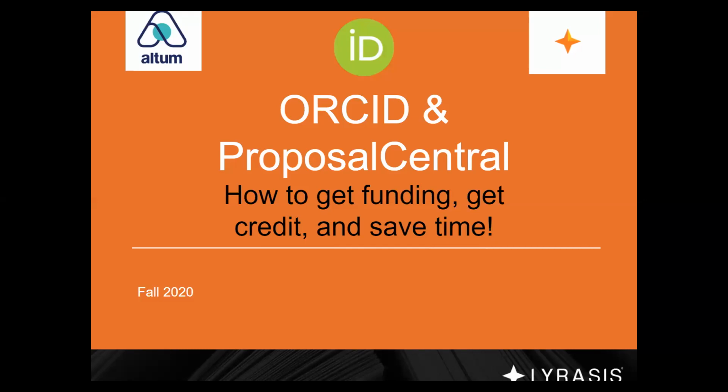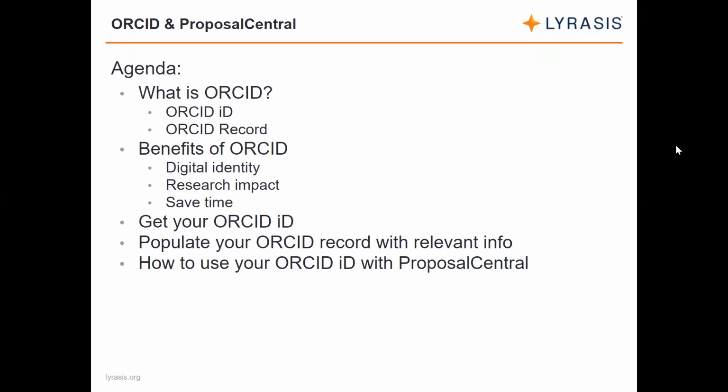So today, what we're going to cover is an overview of ORCID. So you'll learn about what ORCID is, an ORCID ID, an ORCID record. We'll talk about how ORCID can benefit you, and then we'll make sure that you know how to get your own ORCID ID if you don't already have one, and we'll cover a few tips for how to save time in populating your ORCID record with information. And then once we're done with that, I'll pass it over to Jamie, and he will talk about how to use your ORCID ID within the ProposalCentral platform.